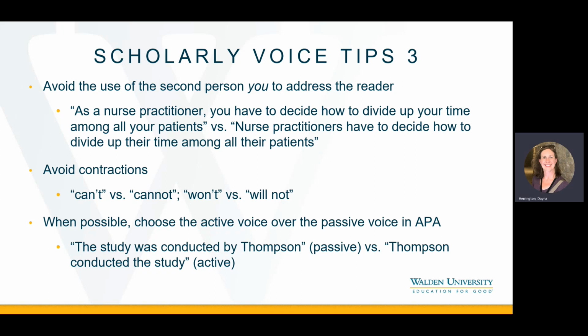And one last tip here. When possible, choose the active voice over the passive voice for APA recommendations. The example sentence, the study was conducted by Thompson, is grammatically correct, but is written in the passive voice. Instead, this could be revised to Thompson conducted the study, which is now an active voice. The active voice is more concise and precise, and it's clear who the doer of the action is. In this case, Thompson. Overall, concision and precision are the main elements of APA, and a lot of these scholarly voice tips relate back to this overarching idea.